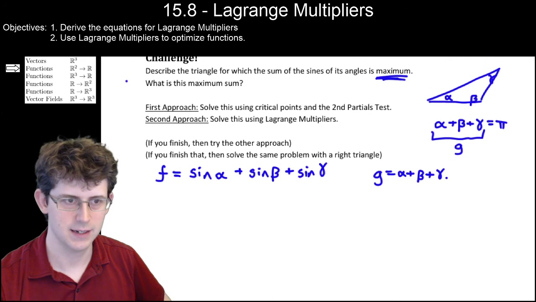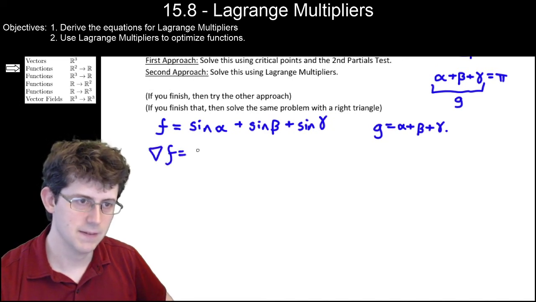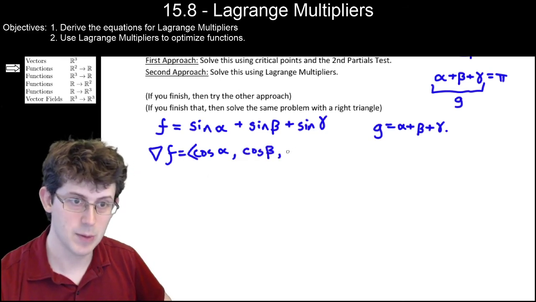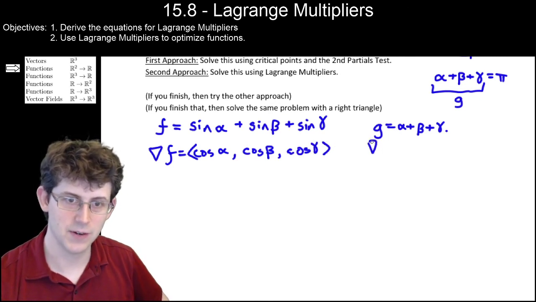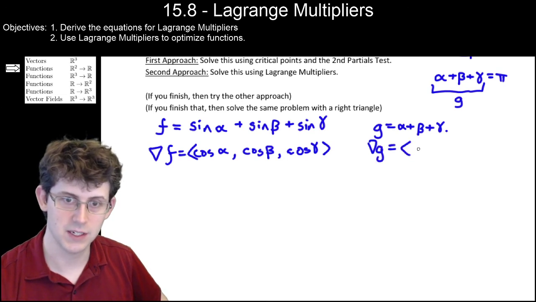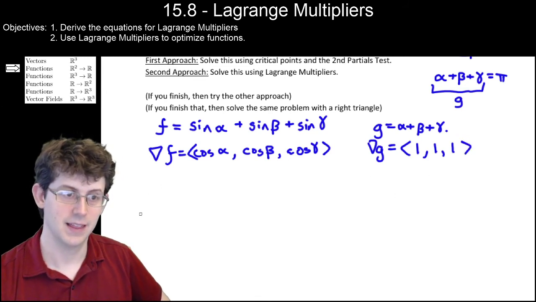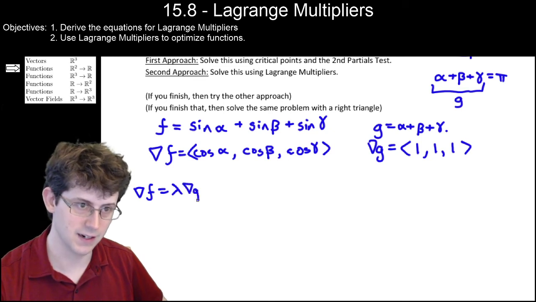Is this good? I think this is good. Okay, so we're going to need the gradient of the objective function. That means we'll have to take the alpha partial derivative, the beta partial derivative, and the gamma partial derivative, and put them in a vector. Then we'll similarly have to find the gradient of the constraint function, which here is the alpha partial derivative, the beta partial derivative, and the gamma partial derivative. Then we set up the system for Lagrange multipliers. Most of the system is that the gradient of our objective is a multiple of the gradient of our constraint.